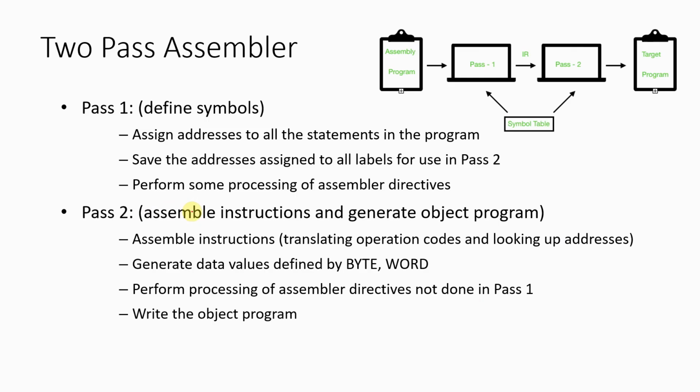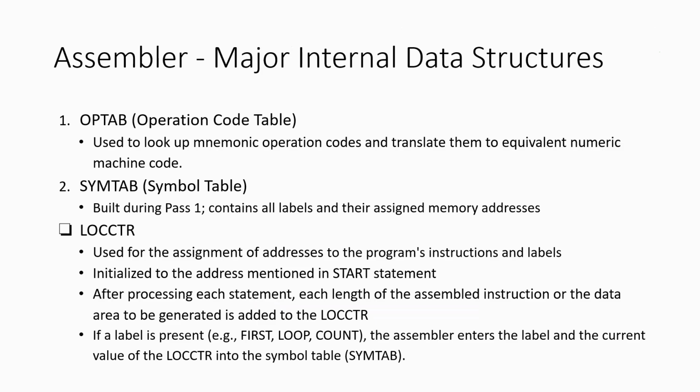During the first pass, it will assign the address to all statements inside the location counter, and it also creates the symbol table. During pass 2, using this address and the symbol table information, it will assemble the instructions and perform the processing of all the assembly directives which are not done in pass 1. Finally, we get the object program.